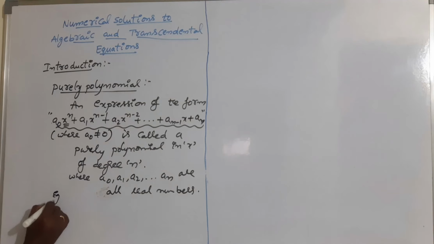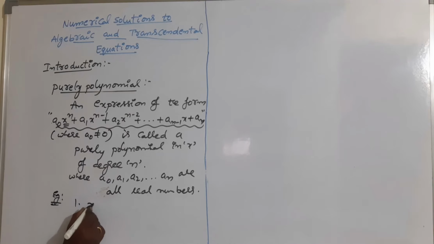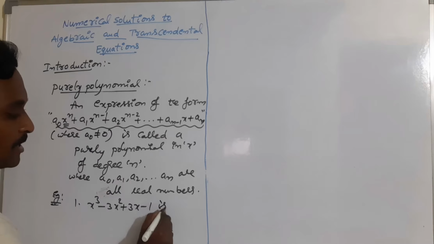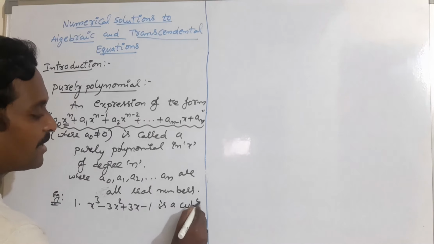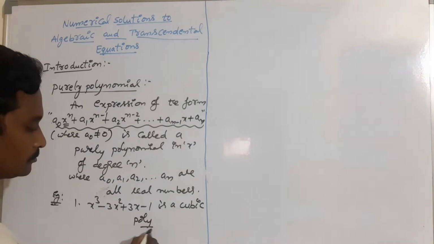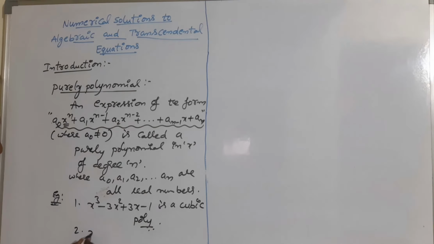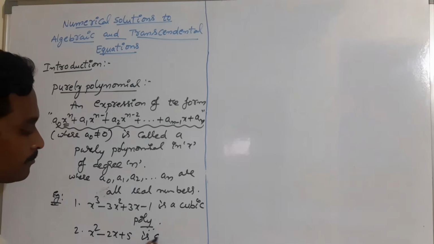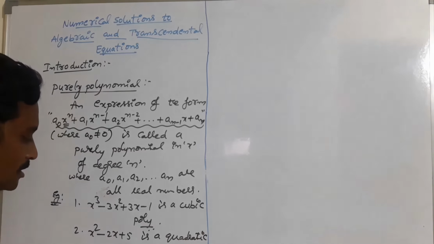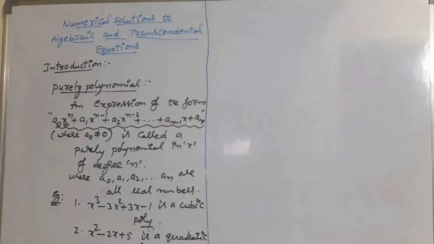Okay, see the examples. x cube minus 3x square plus 3x minus 1. This is a cubic polynomial, otherwise a third degree polynomial. Okay, see the next one. x square minus 2x plus 5. This is a quadratic polynomial. From your intermediate knowledge, this topic is very familiar to you.